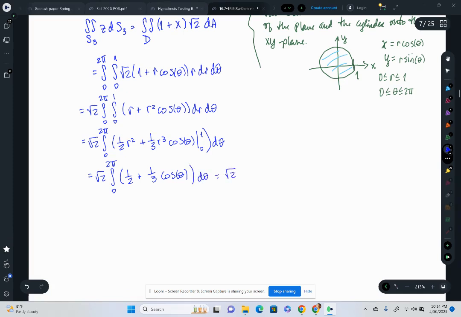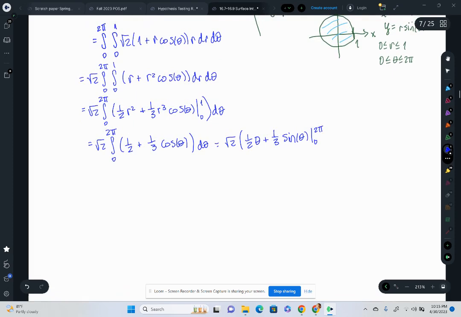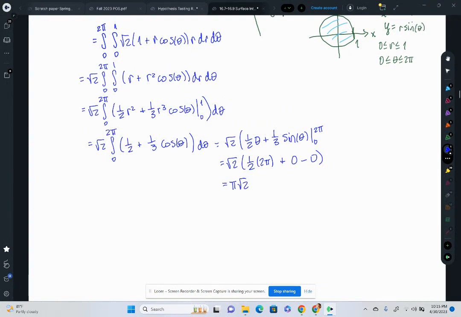Okay, so we get the square root of 2 times 1/2 theta plus 1/3 sine of theta from 0 to 2 pi. Sine of theta at 0 and at 2 pi is 0, so I only get contribution from the 2 pi when I evaluate it at the 1/2 theta. I just get a bunch of plus 0, minus 0 otherwise. And this finally gives me pi square roots of 2. Okay, we're not done.